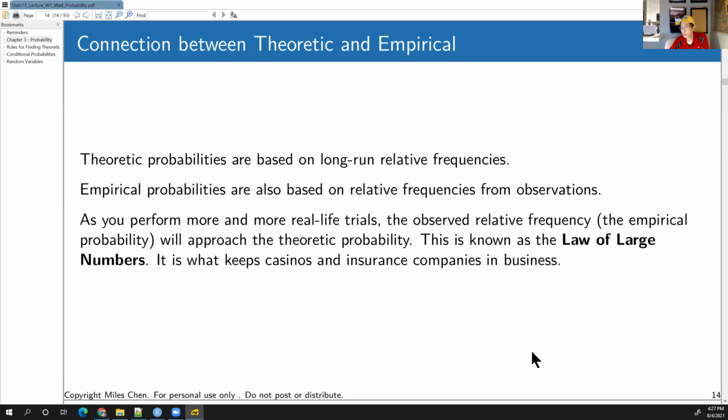And that's basically what keeps casinos and insurance companies in business. So I don't know if any of you are old enough to gamble or have been to Vegas and have played any of the table games or slot machines or something like that. But basically, all of those games are designed in such a way that the casino maintains a probabilistic advantage, right? That more often, theoretically, the casino will win money than lose money, okay?